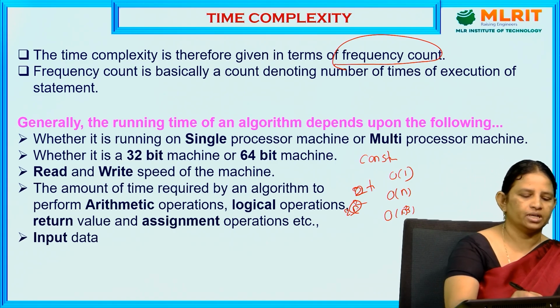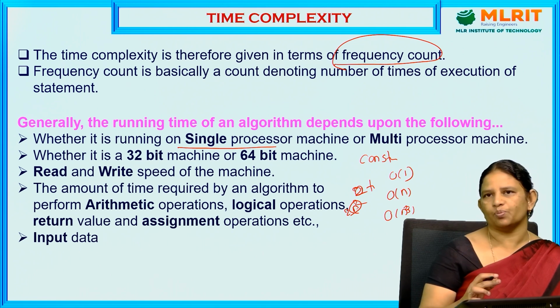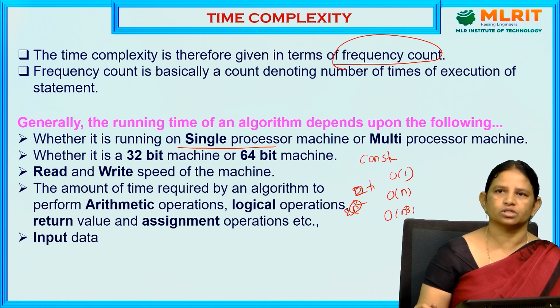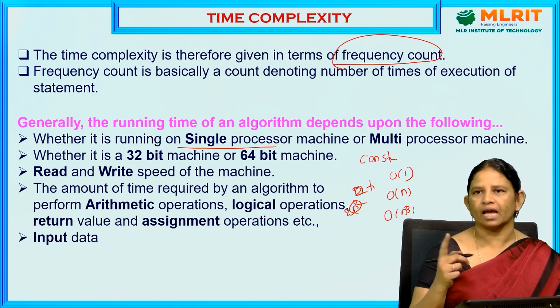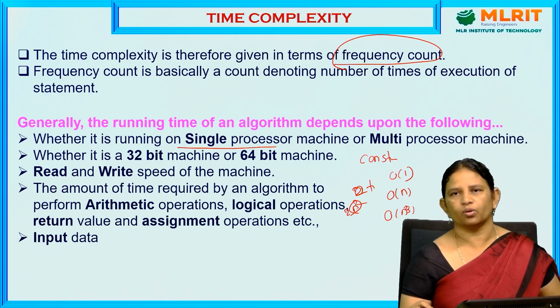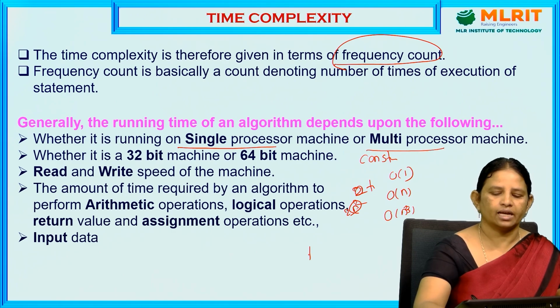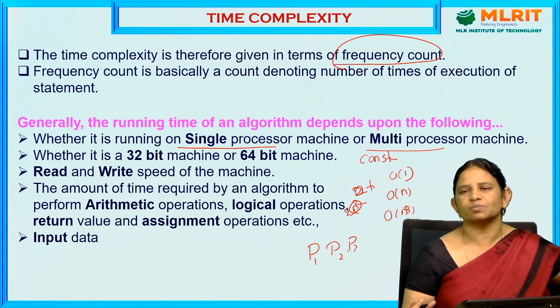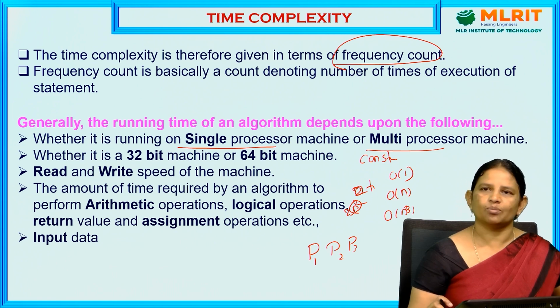The first parameter is whether this program is running on a single processor or a multi-processor machine. In a single processor, we can execute only one line at a time. After the completion of the entire program, we go for the second program, or the second process. But in the case of multi-processor, we can execute three or more programs at a time. Multiple programs are running in a single system. So that is also one of the important factors for calculating the running time of an algorithm.